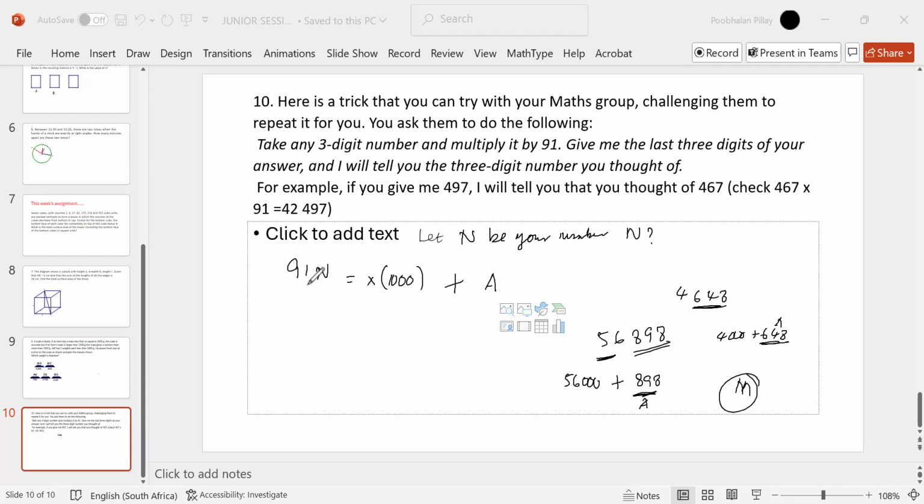And the way to do that is to multiply both sides by 11. You see, 91 is an interesting number. When you multiply 91 by 11, some of you will know that is 1,001, right? 91 times 11 is 1,001. That number is very close to 1,000. So 1,001 N is equal to X times 1,000 plus A, right? Now, 1,001 is 1,000 plus 1.